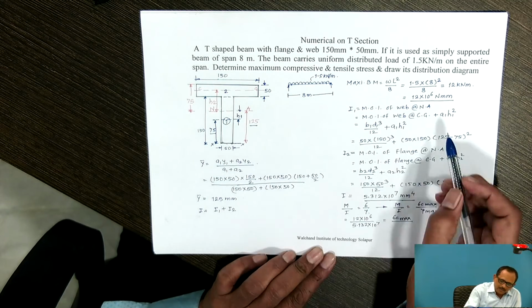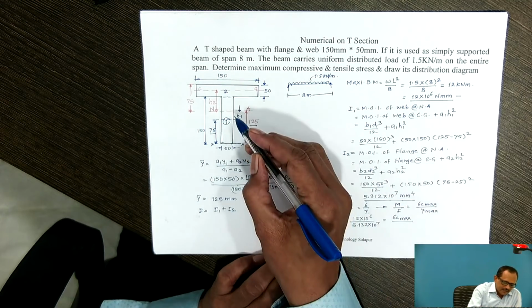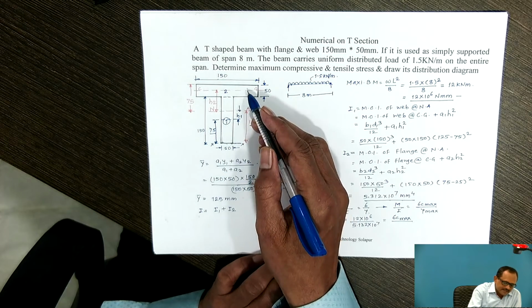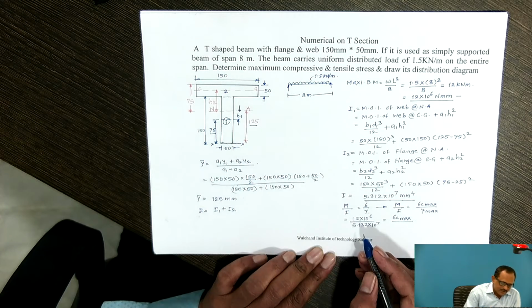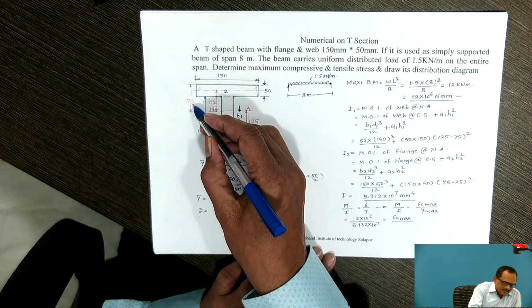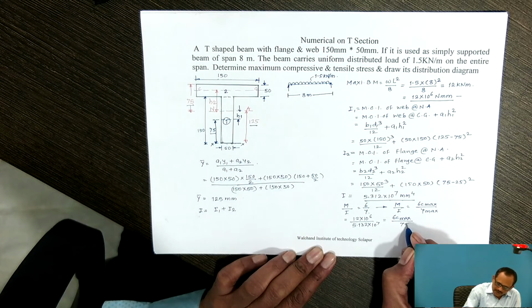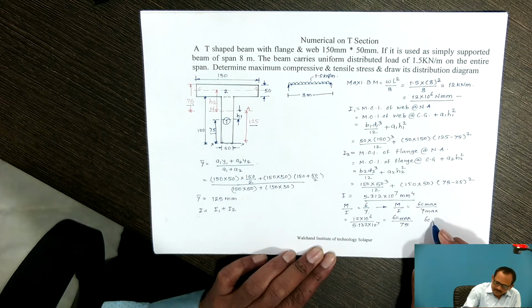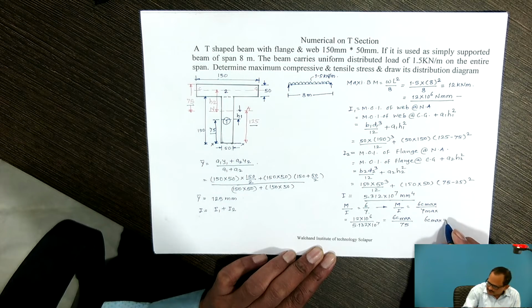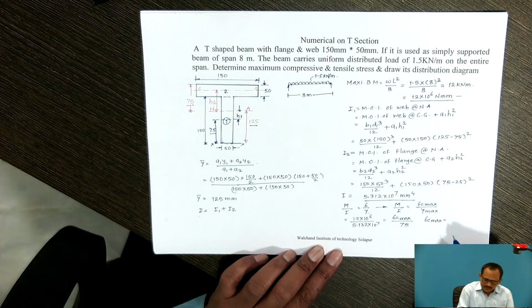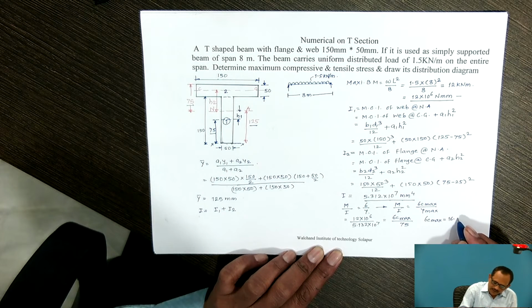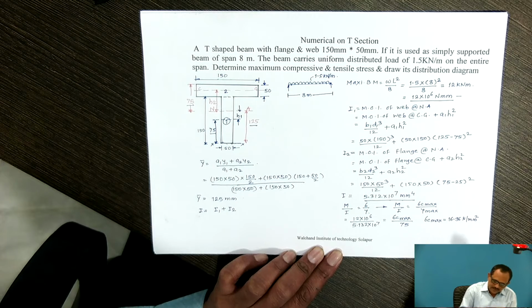Now as the bending moment is sagging, the layers which are above the neutral axis are subjected to compressive stresses. So in this case y max will be 75. So you put the value and calculate the maximum compressive stress. So that maximum compressive stress will be 16.96 Newton per mm square.